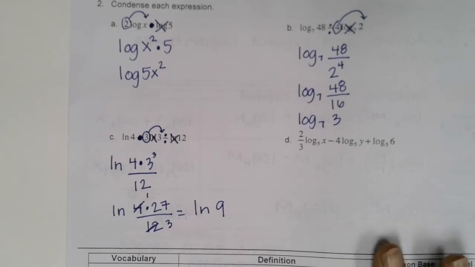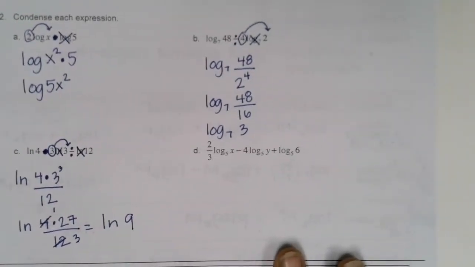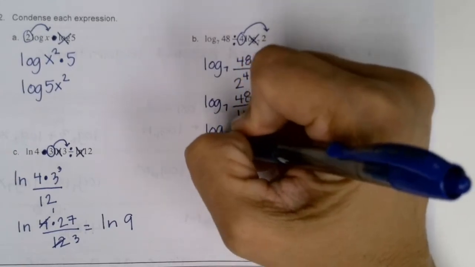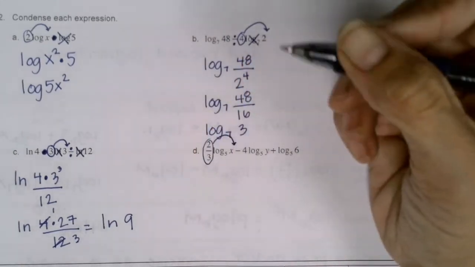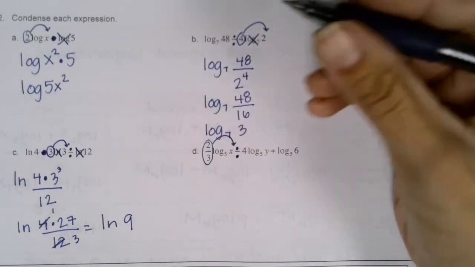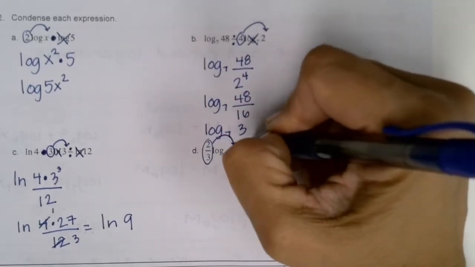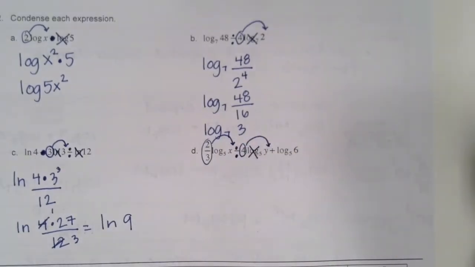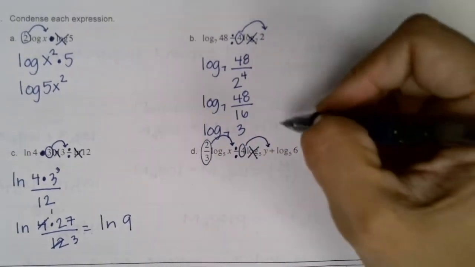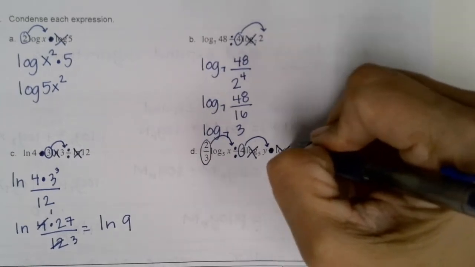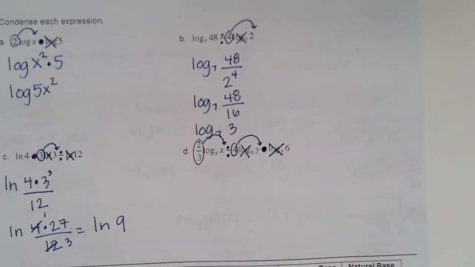Alrighty, last condensed problem. We're moving through these nice and quickly. So this one right here, the 2/3, is going to go up into the exponent, and then the minus sign becomes division. The 4 goes up into the exponent of the y, cross out the logarithm because you only write it once. And then over here, the addition becomes multiplication, cross out the logarithm because you only write it once.